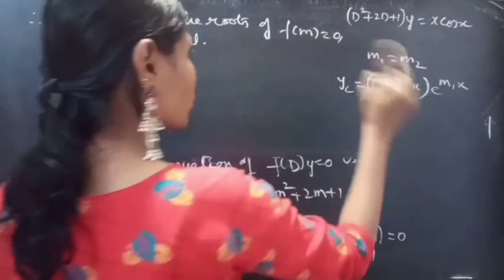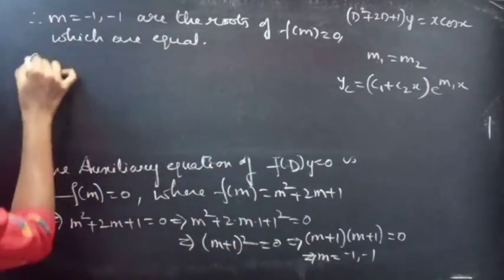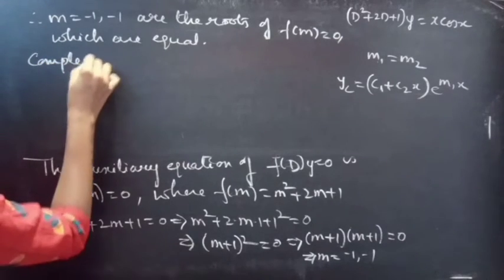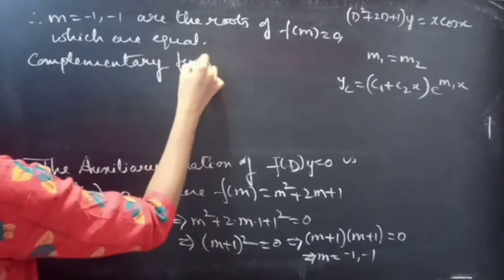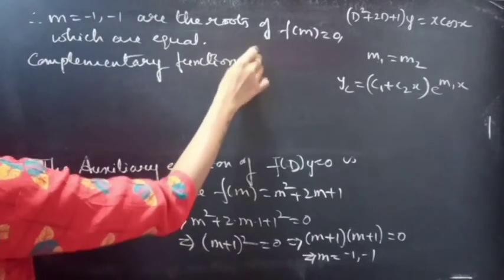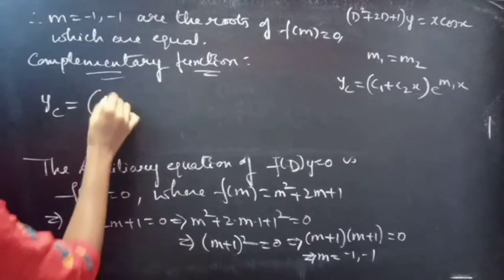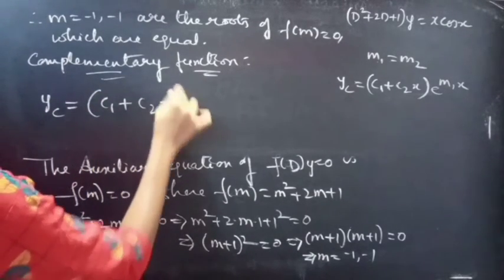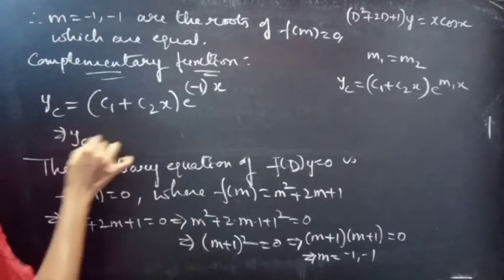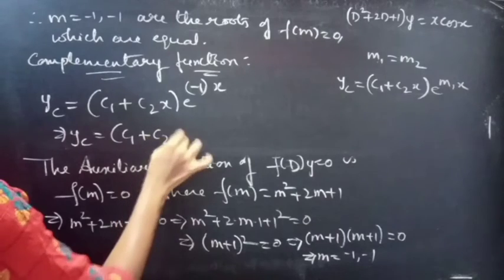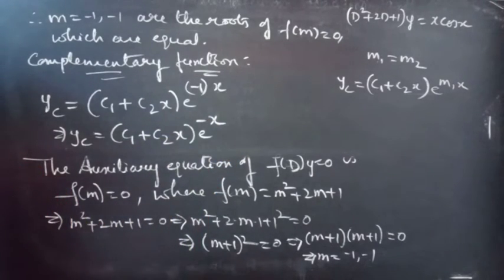Since we have two equal roots, we'll get two terms under brackets. Now our complementary function will be yc equals (c1 plus c2 x) into e power that equal root into x. Then yc equals (c1 plus c2 x) into e power minus x. So we got yc now. Let's find yp.